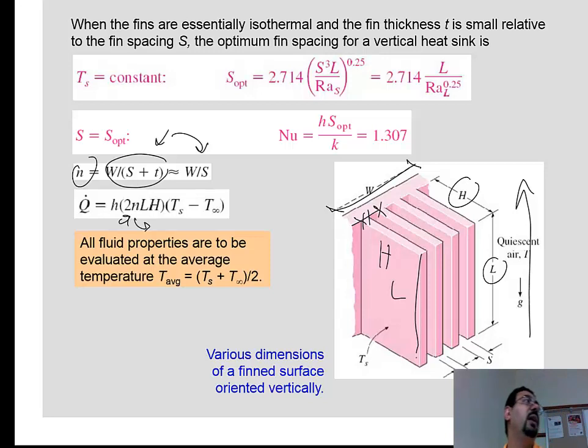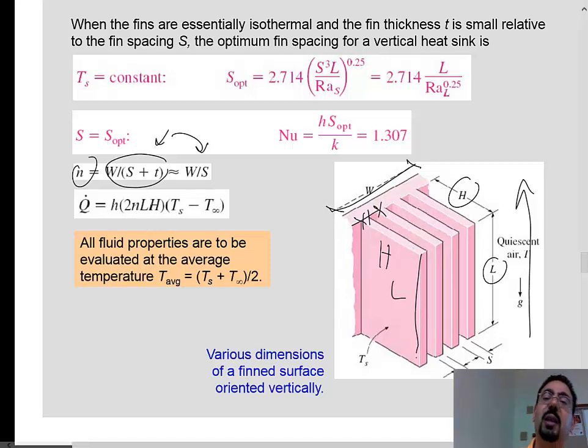We didn't say anything except that Q is hA delta T. The only thing is that the area is a little bit complicated because there are two sides. And of course we neglected all the edges. We even neglected what?